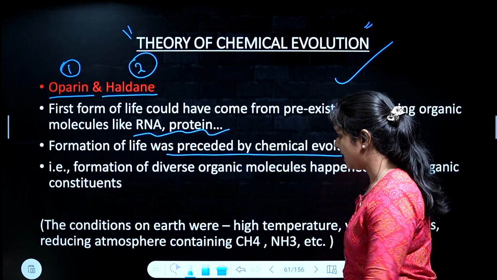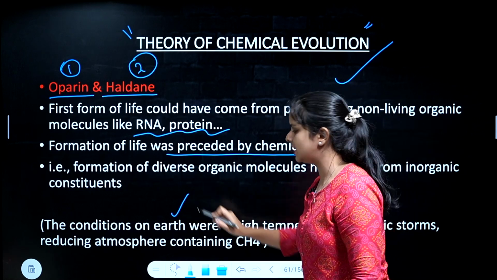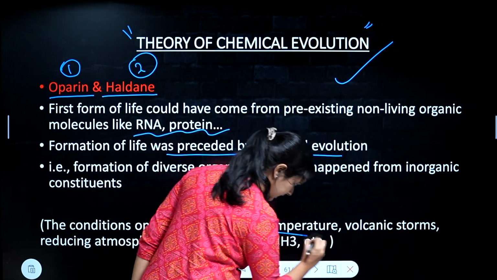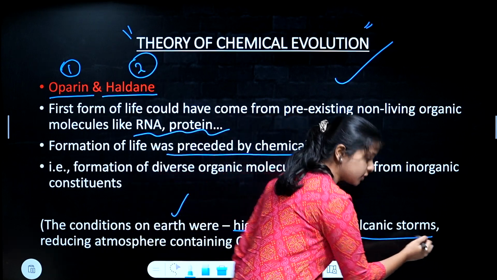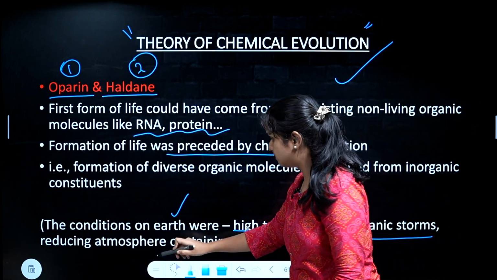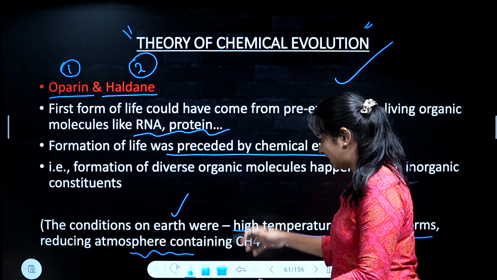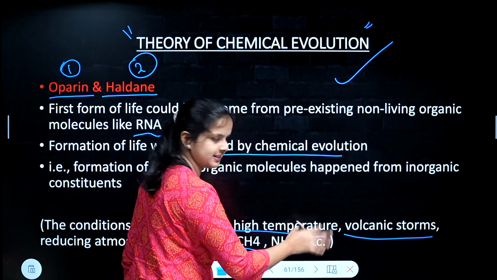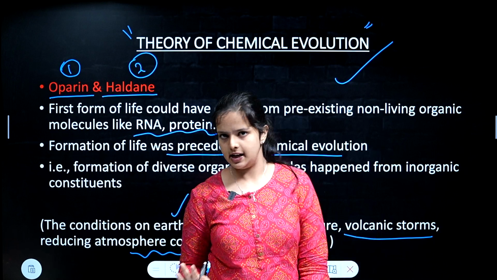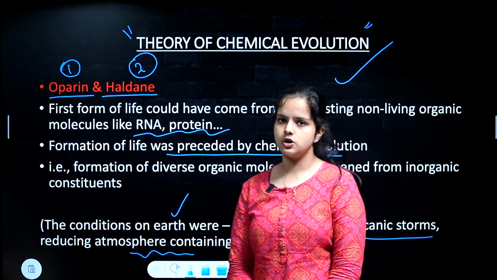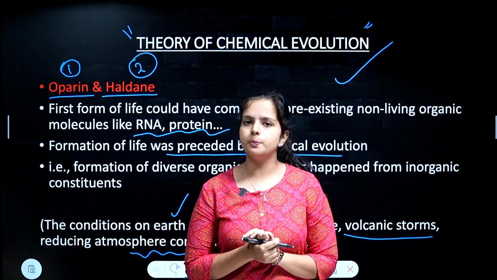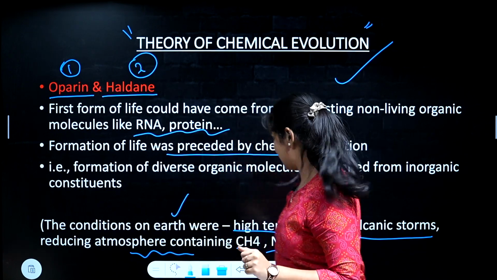They also said that on the early earth the temperature was really high. There were volcanic storms happening, and the atmosphere was reducing, containing only some gases like methane, ammonia, etc. But this was just a theory. They couldn't actually prove it. They could propose a theory, but they couldn't prove it, and that's where someone else comes into the picture.